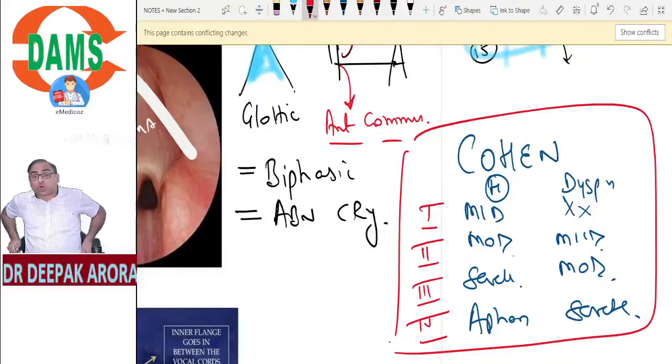But remember this one: Cotton-Myer classification is for subglottic stenosis. Cohen's classification is for congenital webs. Is it clear, beta? Cohen's classification.